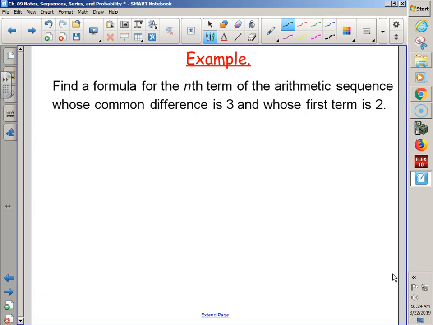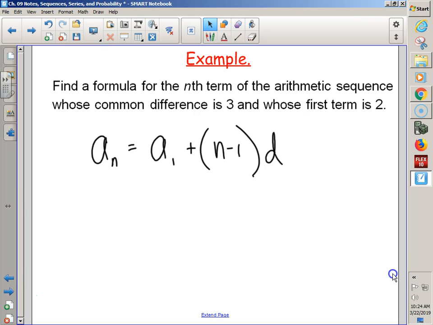Did you guys understand the formula on the last page? Maybe it would help you memorize it better. Do you remember what a sub n is always going to equal? Start at the first, good. Add however many jumps of your common difference you need. Okay, plug and chug what you know. They give you the common difference is 3, so just plug in d is 3. They give you the first term is 2.